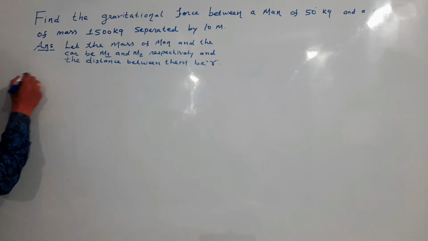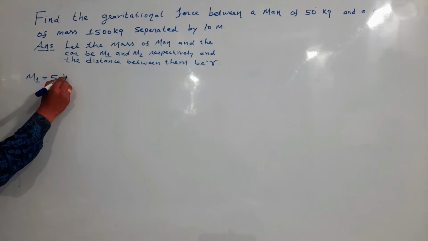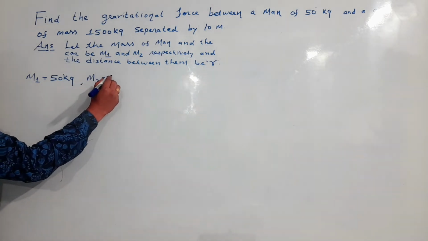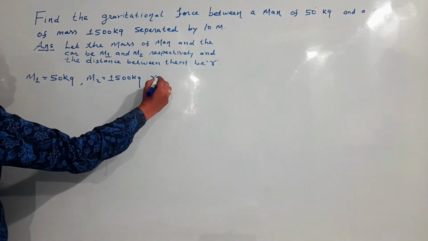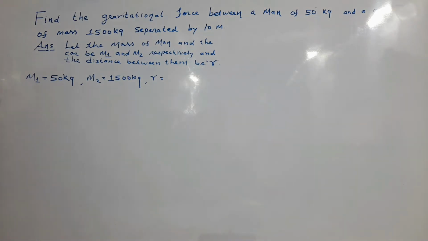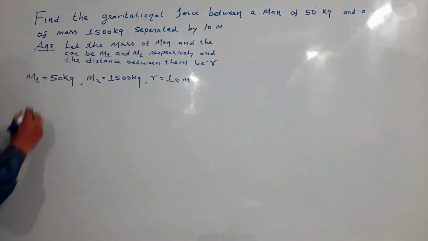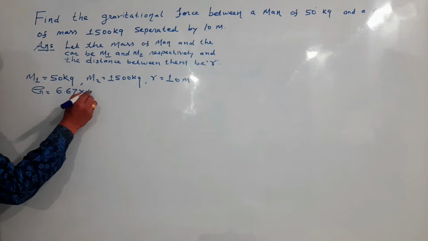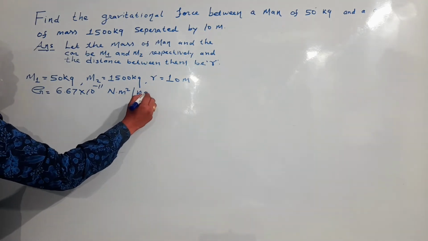My dear student, therefore we can write m1 is equal to 50 kg, m2 is equal to 1500 kg, r is equal to 10 meter, and G's value is not given. We'll use G is equal to 6.67 into 10 to the power minus 11 Newton meter square per kg square.